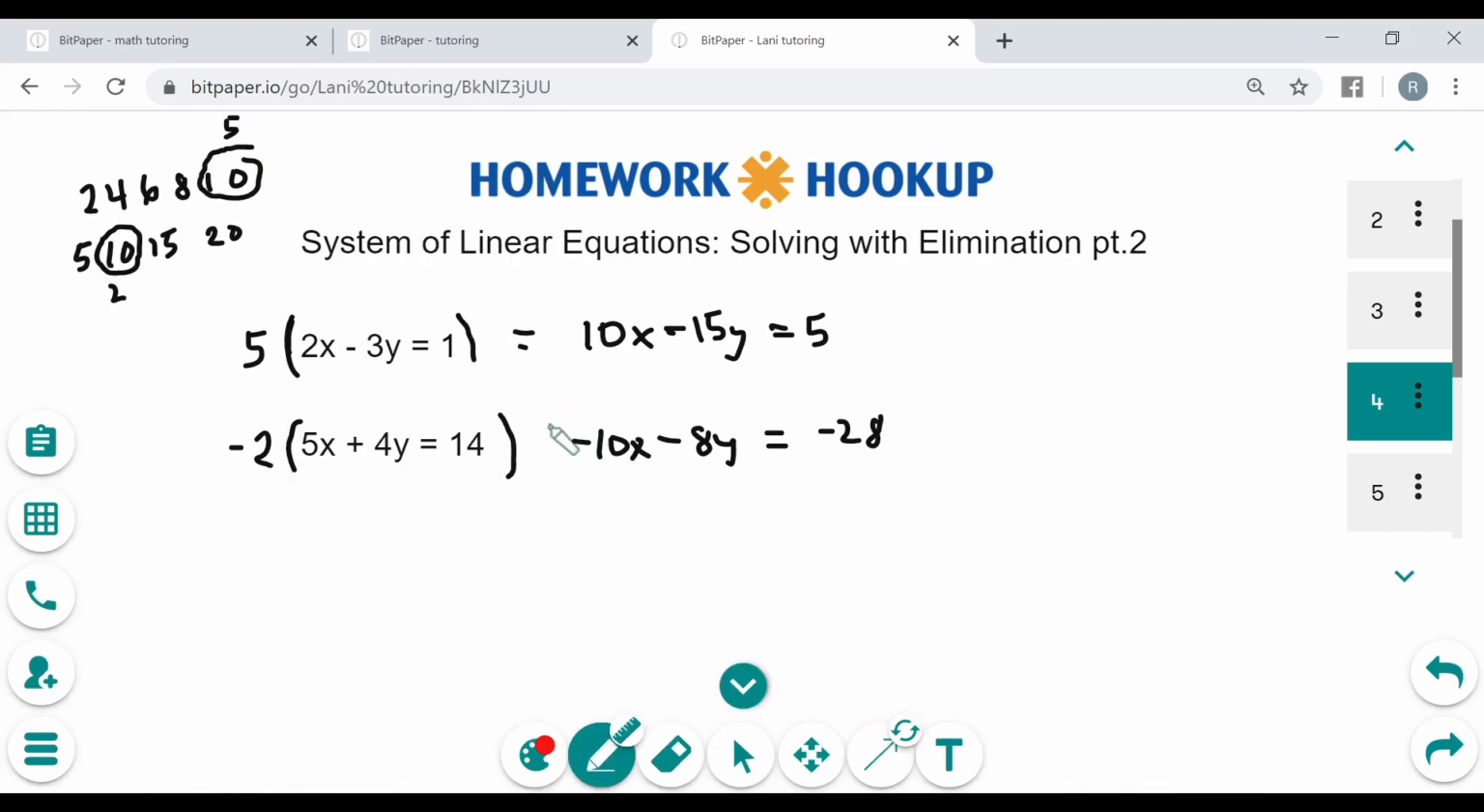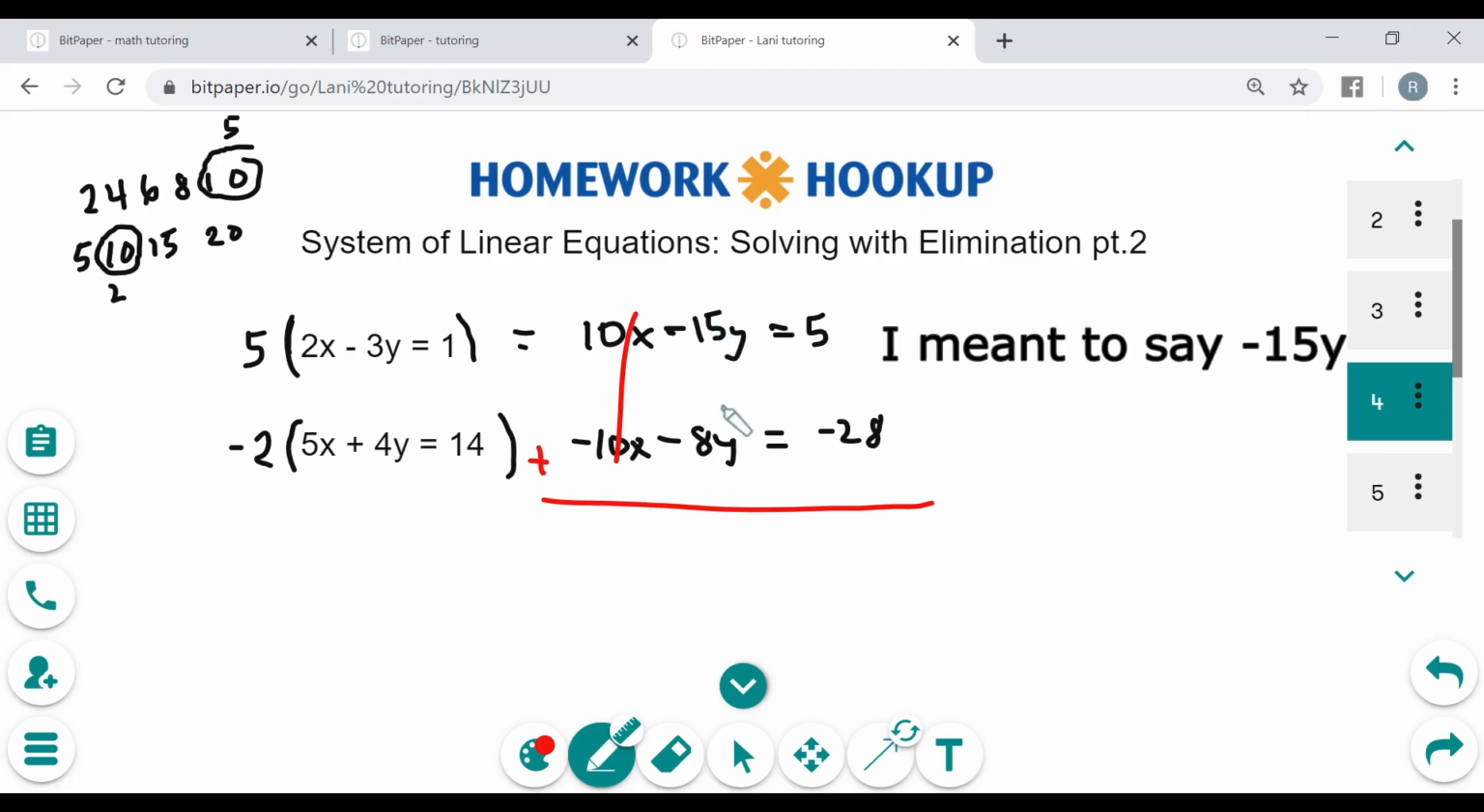The x's are going to cancel. So we're just going to add these together. So 10x and negative 10x are going to cancel out. Negative 15y and negative 8y together will make a negative 23y.